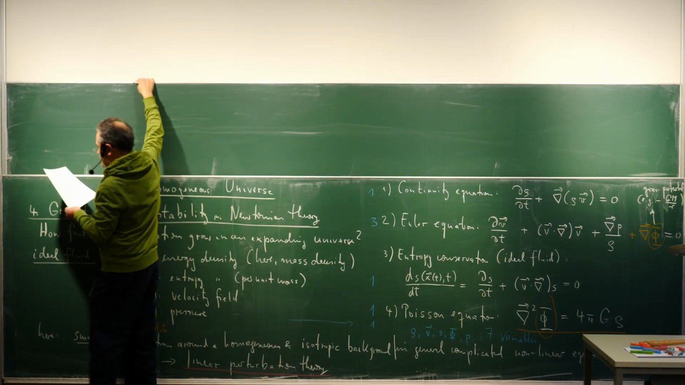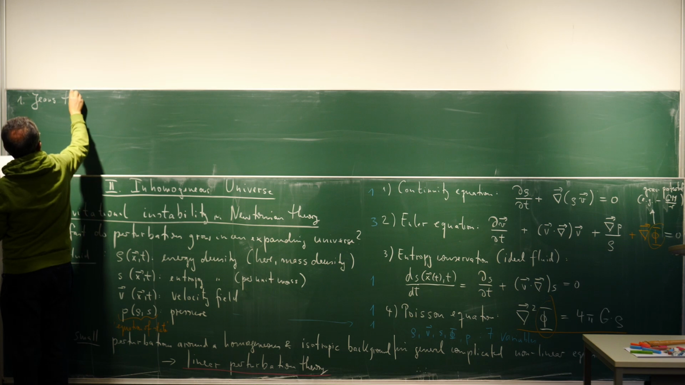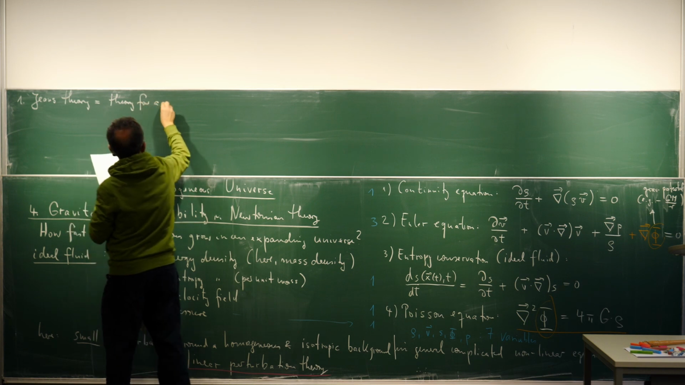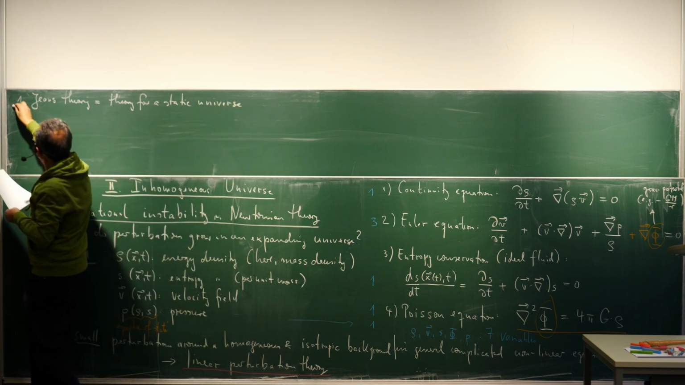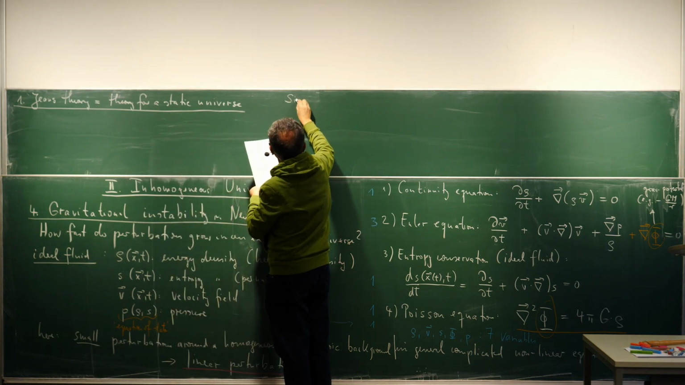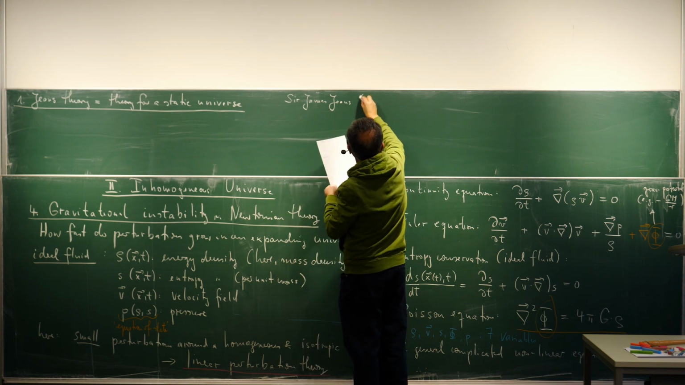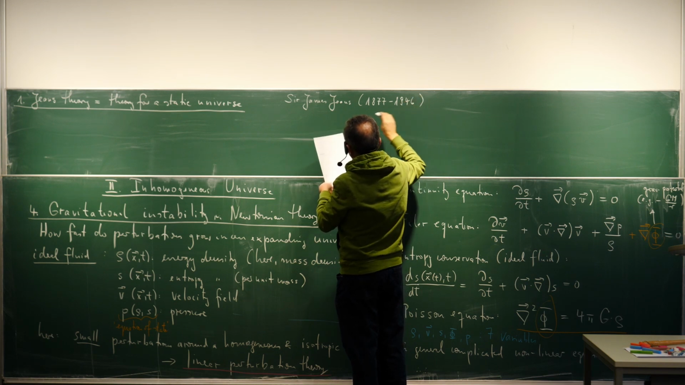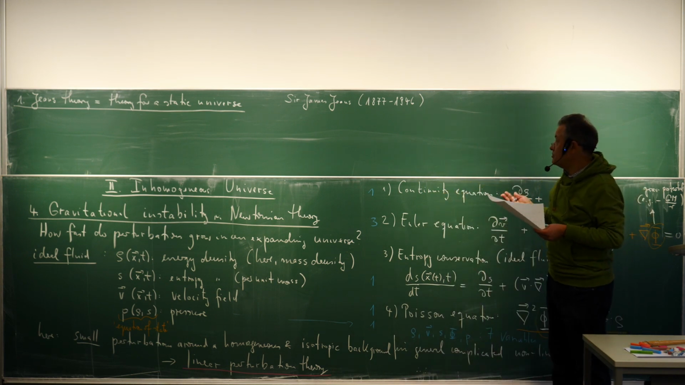So let us first go to the static case, and this is in the literature also known as Jeans theory. So this is the theory for a static universe. And this is named after a British physicist and astronomer Sir James Jeans, who lived from 1877 to 1946, and who made important contributions to astrophysics, but also to standard physics.